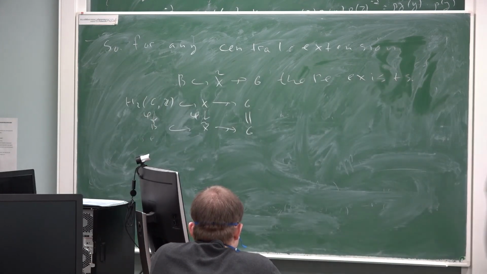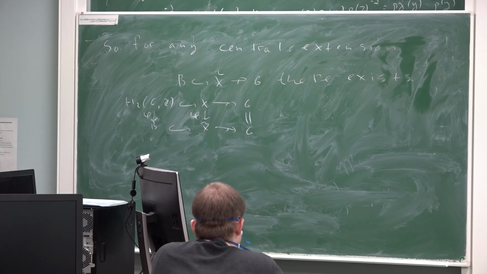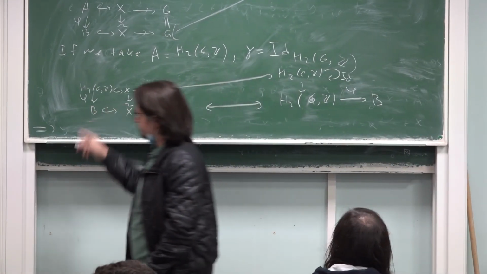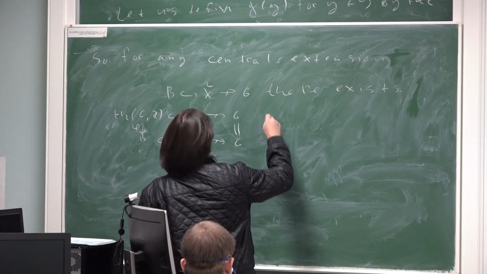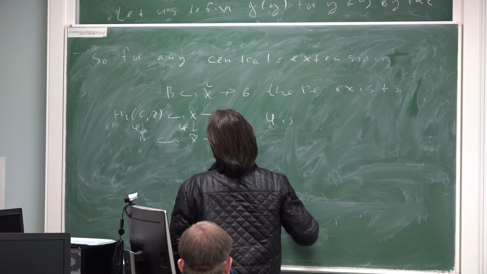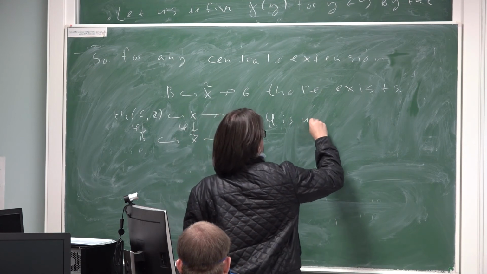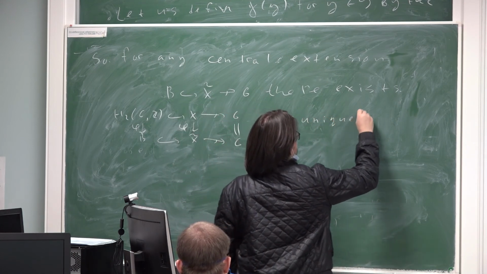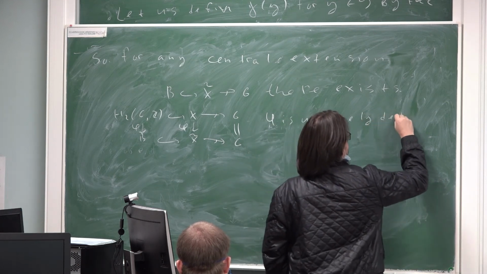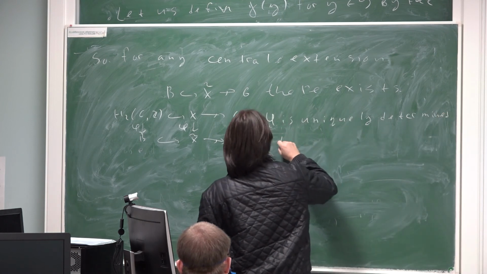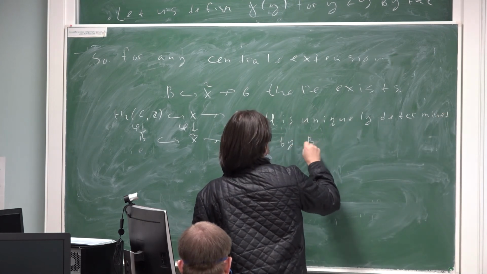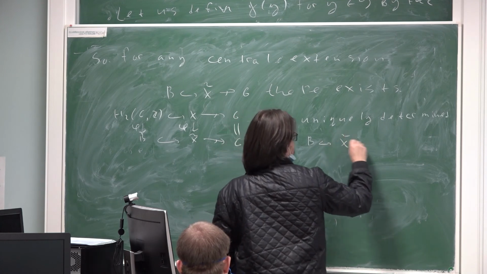Well, and since this correspondence is one-to-one, yes, so for each morphism there is exactly one central extension, then phi is uniquely determined by B x tilde G.